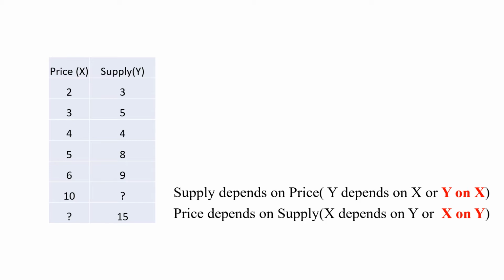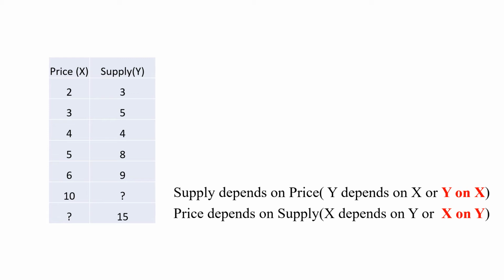Here, if you go through the values given in the table, you can identify that as price increases, supply is also increasing. Now, here you can see that when price is equal to 10, we do not know the supply value. The same way, when supply is equal to 15, we do not know the price. So, with the help of price, we can determine the value of supply, and also if we know the supply, we can determine the value of price.